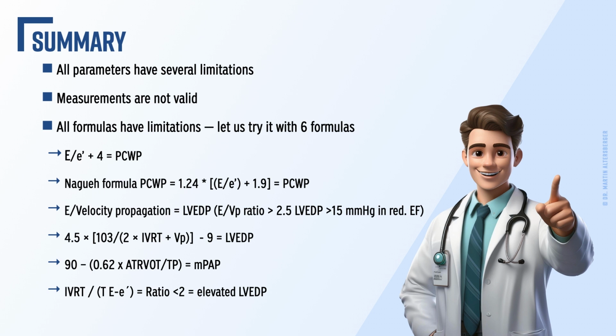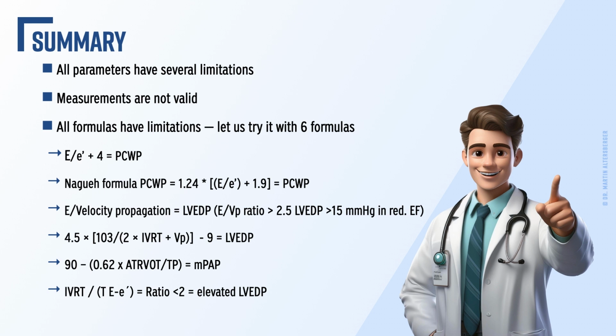The PCWP we can also measure with the Nagueh formula. So here I have 1.24 times E to E prime plus 1.9, like it's written here, and you also get an estimate of pulmonary capillary wedge pressure, which is left ventricular filling pressures and which also is equal to left atrial pressures if you do not have mitral stenosis or pulmonic stenosis present. Then we have the E to VP index that can show you left ventricular end-diastolic pressure. So E to VP ratio above 2.5 denotes that left ventricular end-diastolic pressures are elevated, so above 15 millimeters of mercury in patients with reduced ejection fraction.